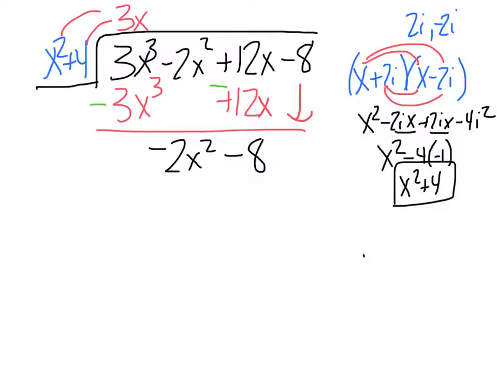So 3x minus 2 is a factor. Fine. Set it equal to 0 and solve. That gives me 3x equals 2. So the other solution to this was x is 2/3. So all the answers are 2/3, 2i, and negative 2i.